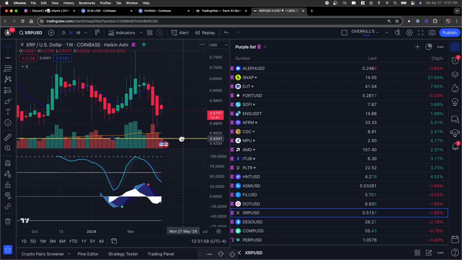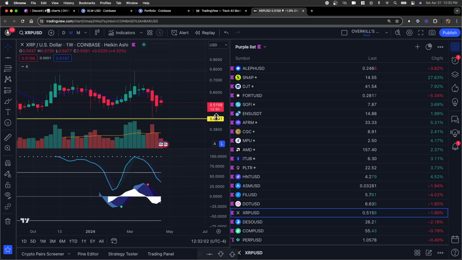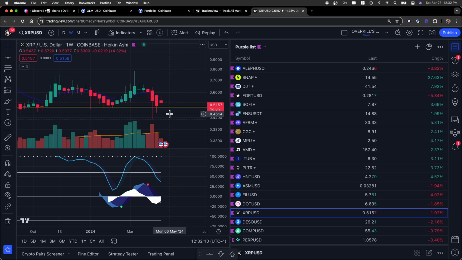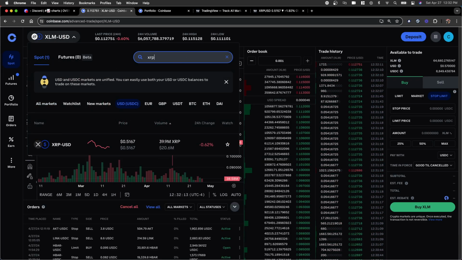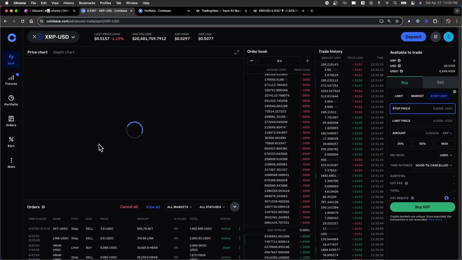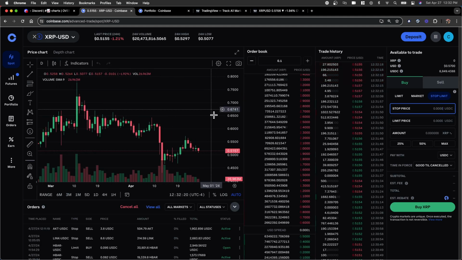Here's, what is this? XRP. XRP is also looking interesting here as well. It had that big wick down to 43. They sucked it right back up. Now we're getting a doji. I think we're also going to get a green dot on this next week as long as 50 cents holds. Let's look at the depth chart on XRP, actually. Look at this. Let's see here.